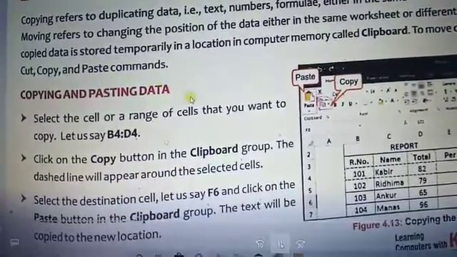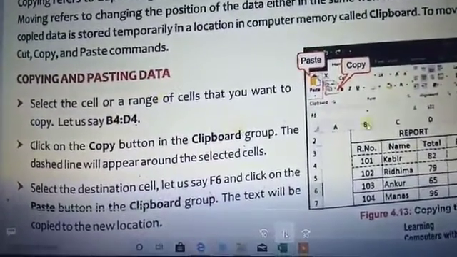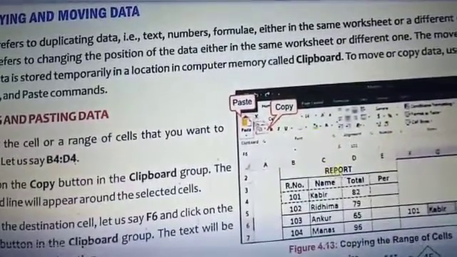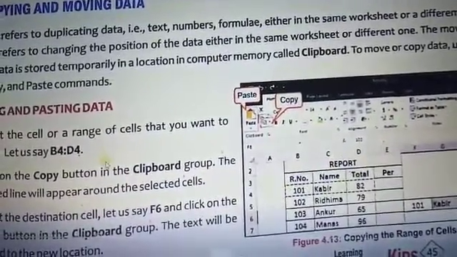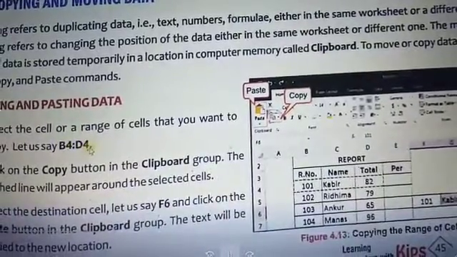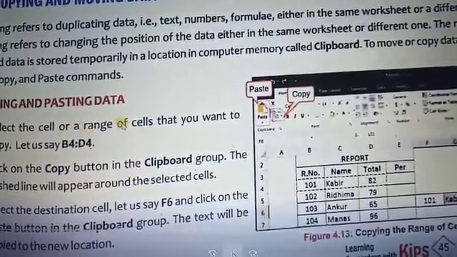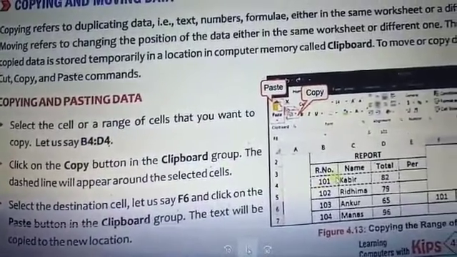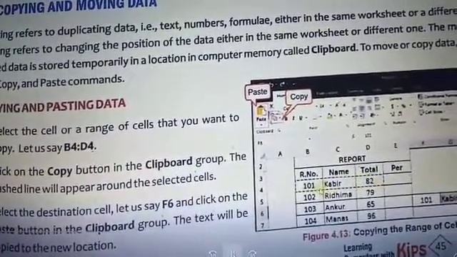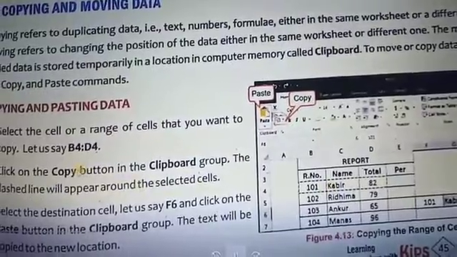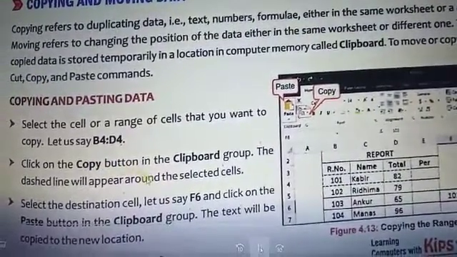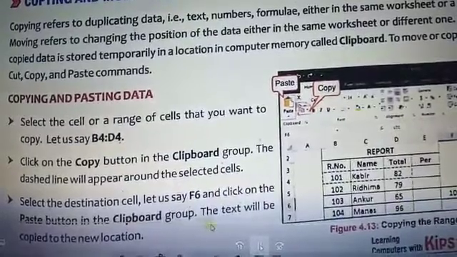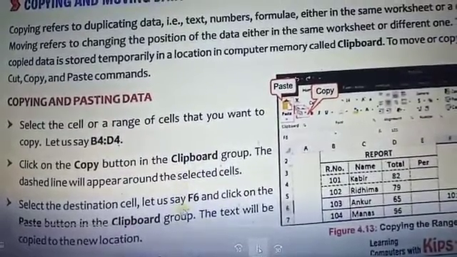That is simple. Here is a practical scenario: this is a table report, and we select the range B4 to D4. The first operation is copying and pasting the data. When you select the range from B4 to D4, you find a dotted line, which is the selection. After that we perform the copy option, and after copy we perform the paste operation, both through the clipboard group.